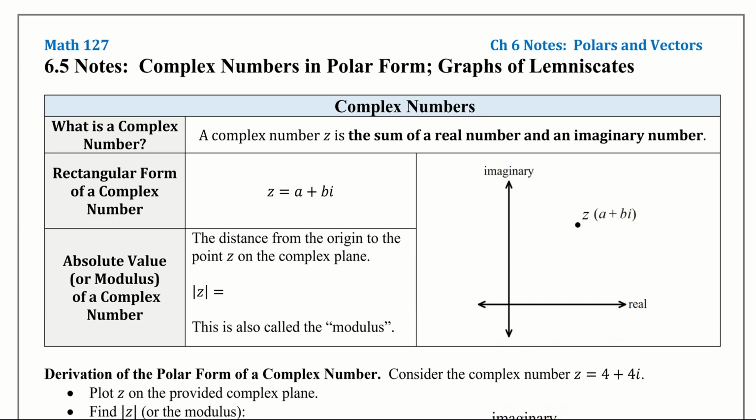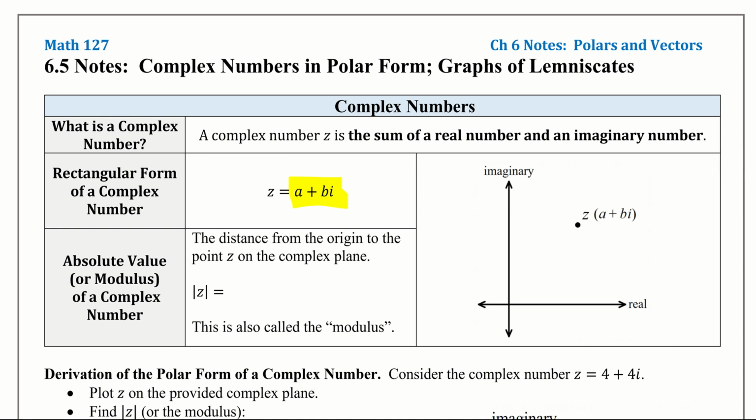So a complex number is the sum of a real number and an imaginary number. You actually worked with them before in Algebra 2, and it was common for complex numbers to be described in this format, a plus bi. So you may have had something like 3 plus 4i, something like that. And you would do operations with them: add, subtract, multiply, divide, rationalize, and you may have even graphed them a little bit.